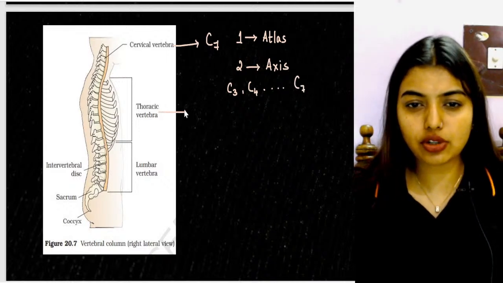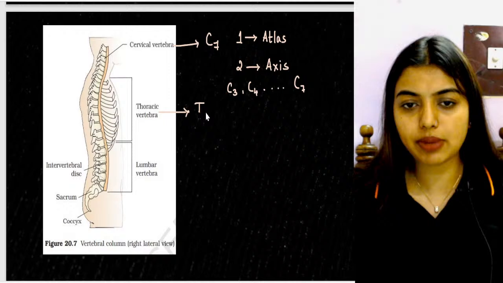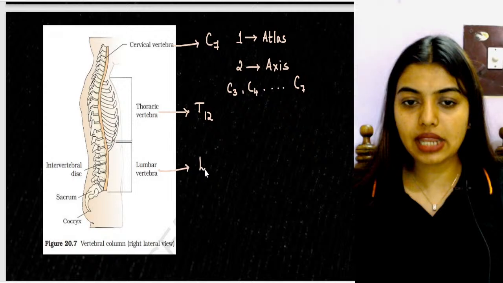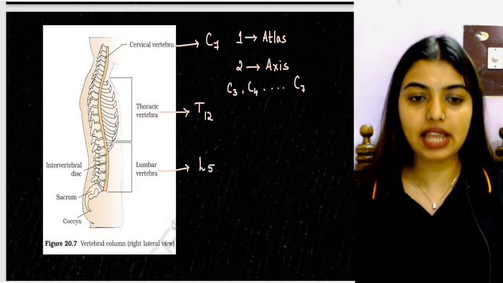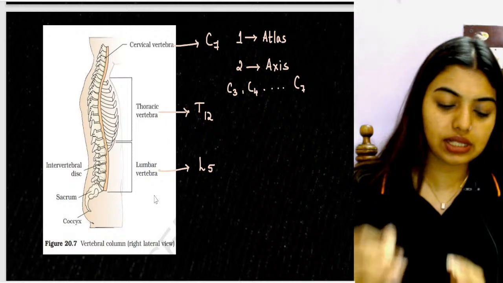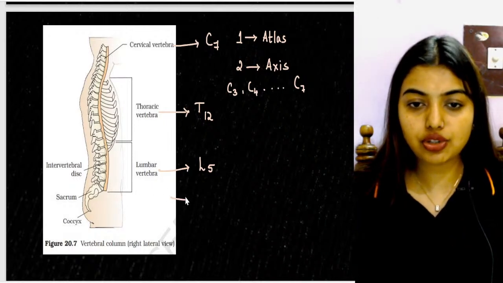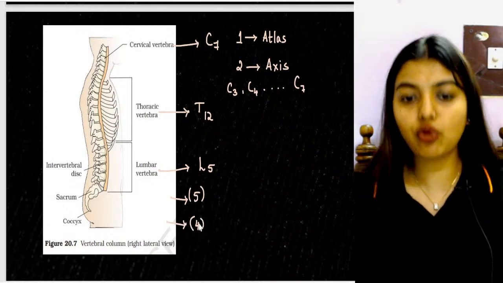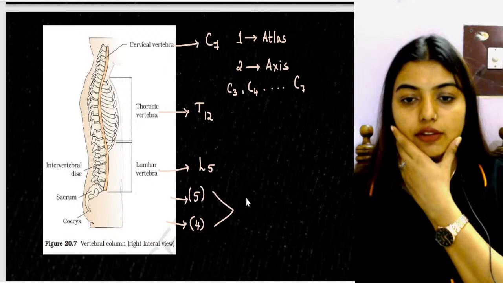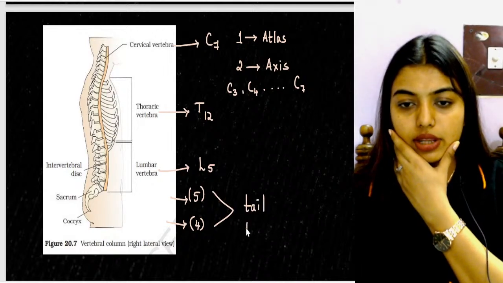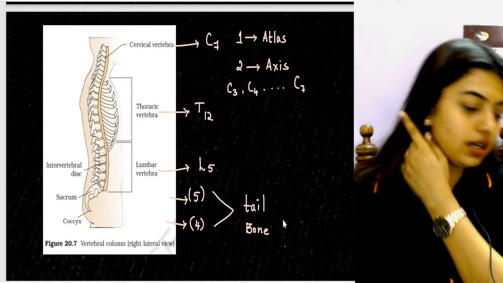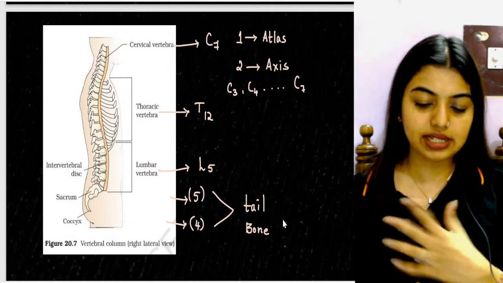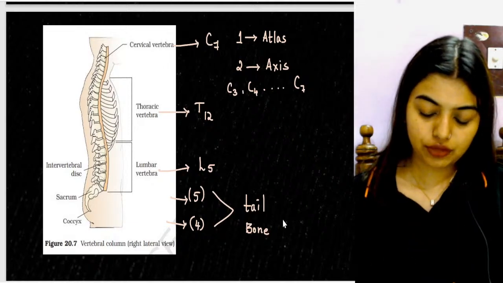Next portion is going to be the thoracic vertebrae. This is going to be the largest, T12. This is going to start from T1 up to T12. Lumbar is going to be L5. Then sacrum and coccyx, students, they are fusions. So sacrum will constitute around 5 bones which are fused, and coccyx will have 4 bones which are fused. Together they'll form the tailbone. Clear? Yes or no? So in kids 33 bones will be there, in adults 26 bones will be there. All of you tell me if it's clear or not.